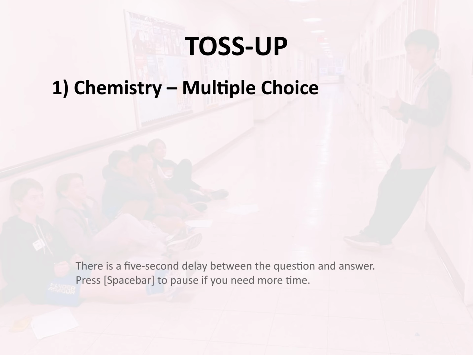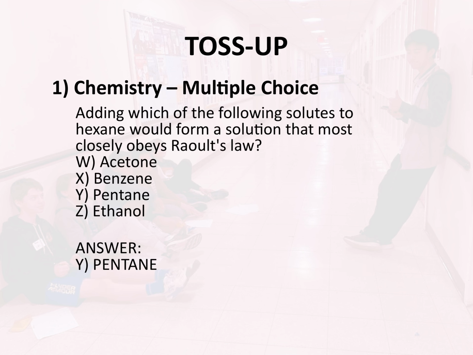Toss-up 1. Chemistry, multiple choice. Adding which of the following solutes to hexane would form a solution that most closely obeys Raoult's law? W. Acetone. X. Benzene. Y. Pentane. Z. Ethanol. Answer. Y. Pentane.